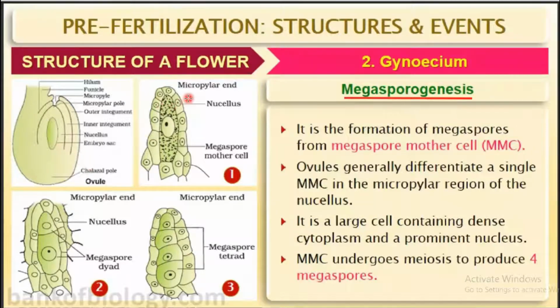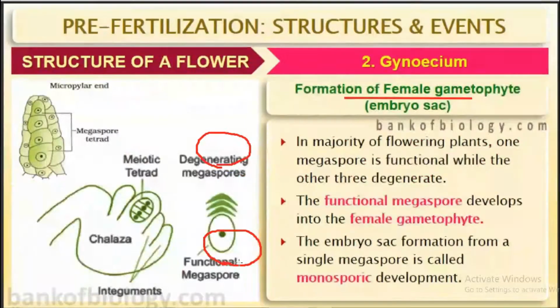So at the micropylar end, you can see here, the nucellus tissue differentiates to form the megaspore mother cell. Then the megaspore mother cell undergoes meiosis to form the megaspore tetrad. Is it clear to you? Okay, children. Then what about these megaspore tetrads? Will all the megaspores be functional or not? That we are going to study.